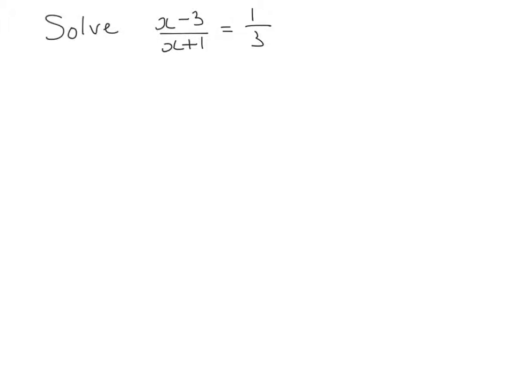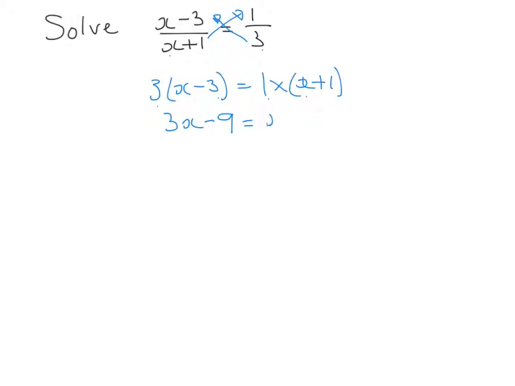Okay, here's another type of equation where we've got two fractions again, and again we'll cross multiply. So that can go up there, and that can go up there. So this will be 3 times x minus 3, and 1 times x plus 1. So 3 times x is 3x, and 3 times 3 is 9. 1 times x is x, and 1 times 1 is, well, just 1.